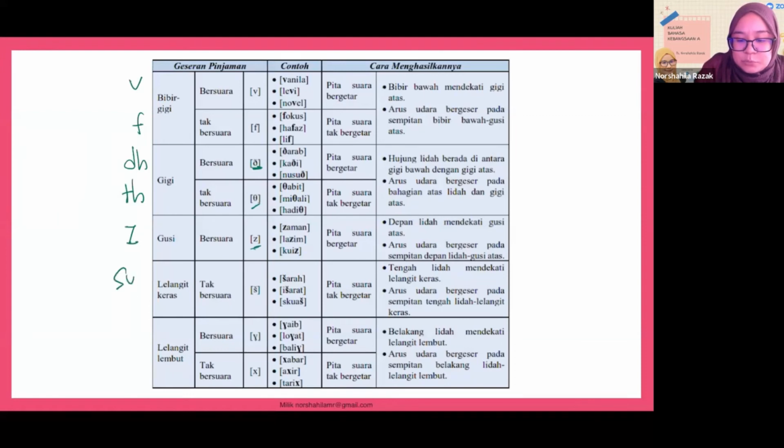S, this one SY. Okay. GH and also KH. Khabar, gaib. Okay. Isyarat, squash. Like this, quiz, semua kita pinjam daripada perkataan-perkataan lain. So ini adalah simbol dalam fonetik.